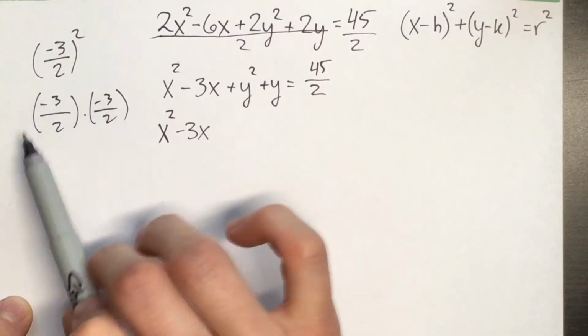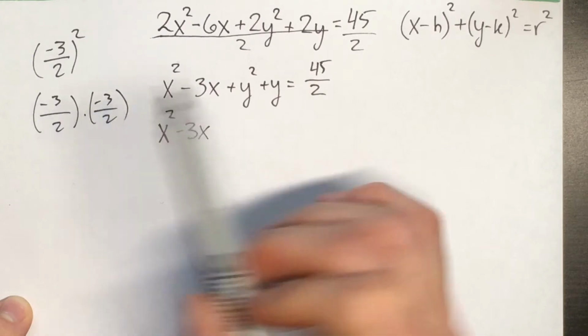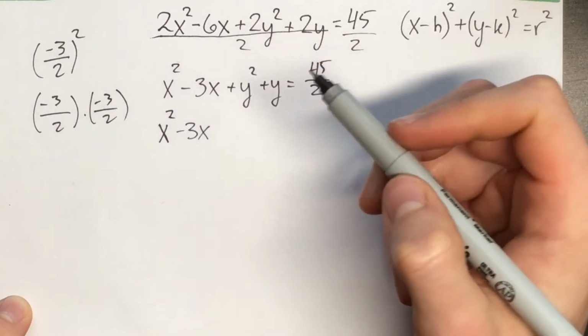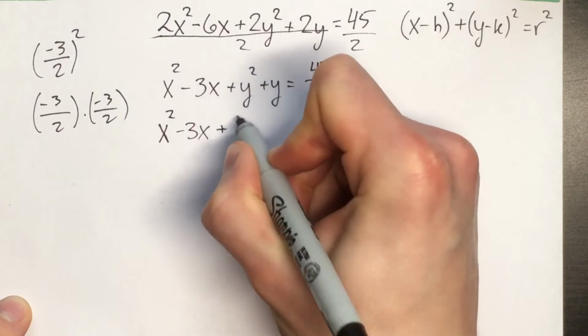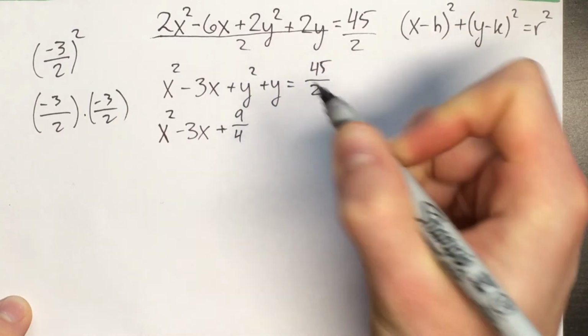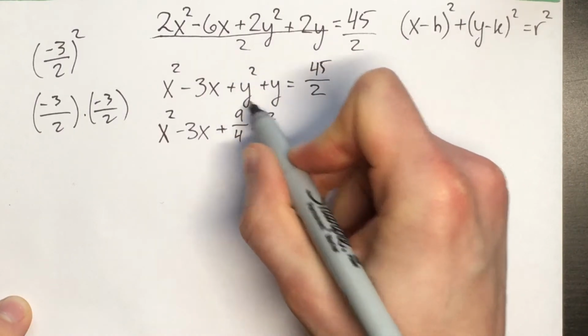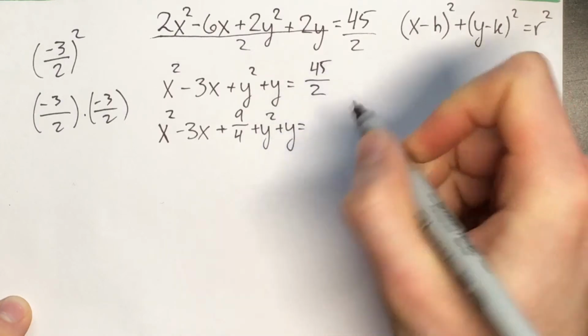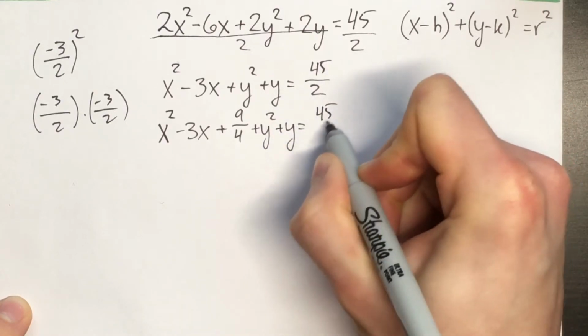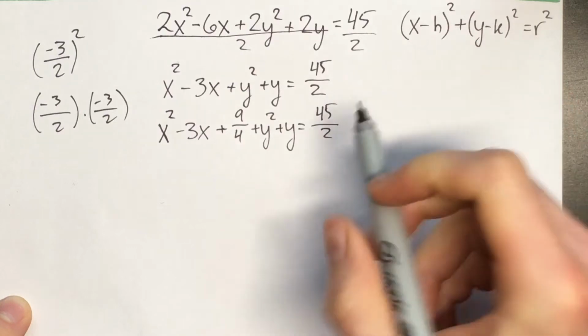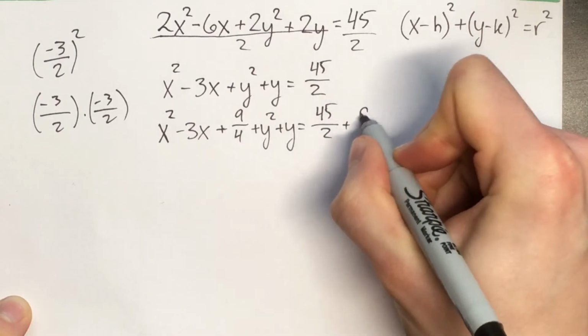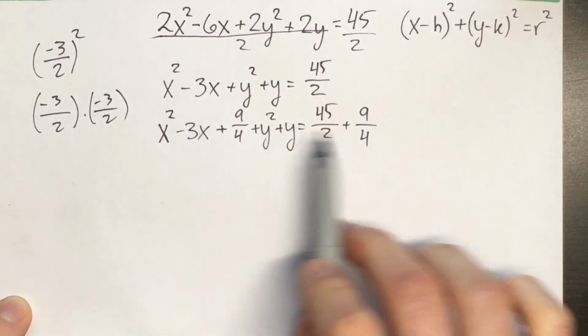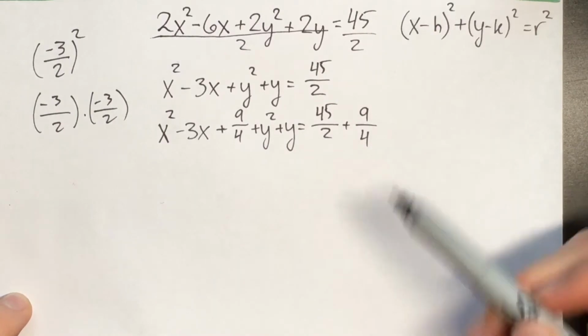Then you multiply the top and multiply the bottom. Negative 3 times negative 3 is 9, and 2 times 2 is 4. So here we'd have plus 9 over 4, plus y squared plus y, same stuff. And then don't forget to add it to the other side. Here we have 45 over 2, and we now need to add to it 9 over 4, so that the equation is still equal. You need to add it to both sides.